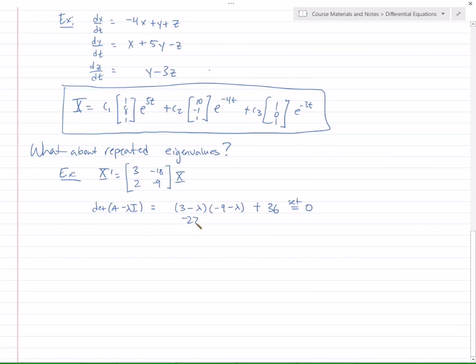So that's negative 27 minus 6 lambda plus lambda squared. Actually, that makes that a plus 6 lambda. Plus 36 equals 0. Just multiplying that out, I get lambda squared plus 6 lambda plus 9, which factors as (lambda plus 3)(lambda plus 3). So lambda is negative 3 twice. So this is a scenario where the eigenvalues are repeated.